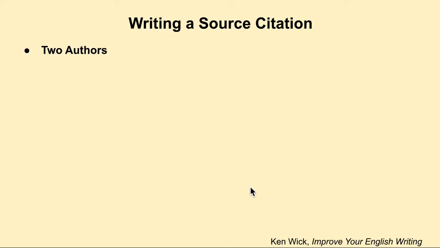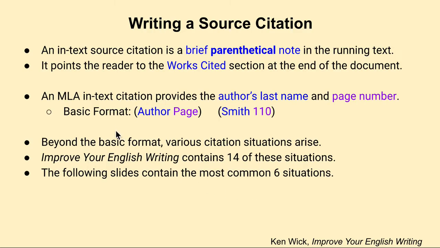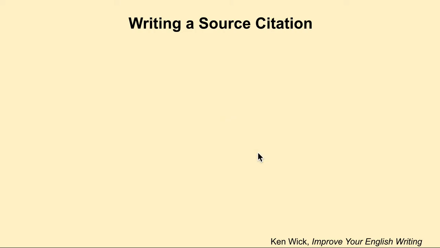So here are these situations. Here we're only listing one author with a page. Let's go through these. So what do you do when you have 2 authors? Well, you just basically use and then the second author. So that means this source was written by Jones and Smith, and then page 110. So just use and, and you include the last name of the second author.